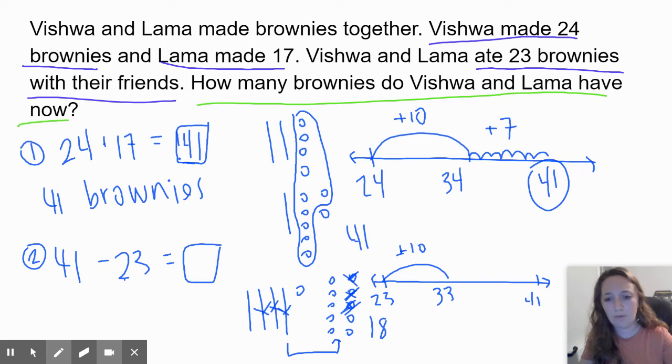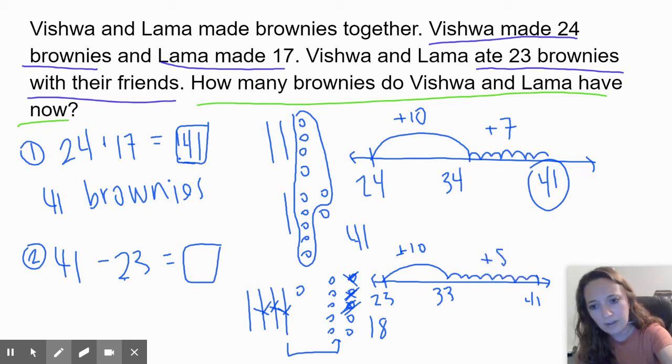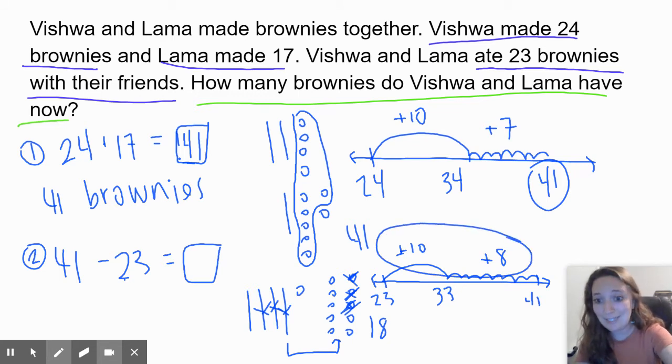So 33, 34, 35, 36, 37, 38, 39, 40, 41. That is 8. So I'm going to do 8 jumps. 1, 2, 3, 4, 5, 6, 7, 8. And now I can count the number of jumps I did. 10 plus 8 is 18.